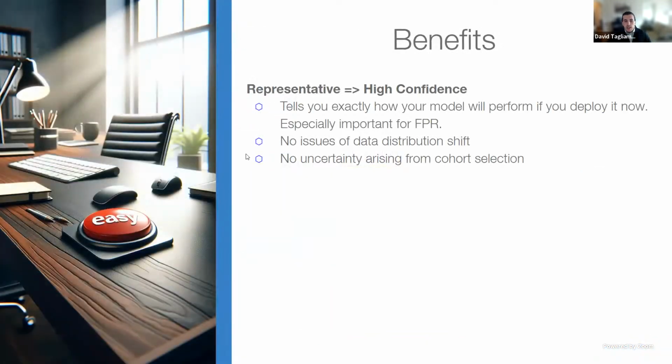Now there's a couple of key benefits here. One is that it's representative. So this will tell you exactly how your model will perform if you were to deploy it now. And we found that this is very, very important for false positive testing. So I gave the example before where you collect a data set of failure modes for your model, you retrain a new one, deploy it, but then it has a bunch of new failure modes that you didn't detect. These are immediately surfaced with this kind of framework. You also don't have issues of data distribution shifts because you're running it on your live data, and you have no uncertainty from cohort selection, again, because you're running on all your data.